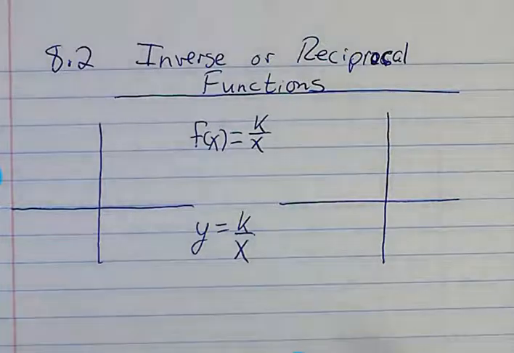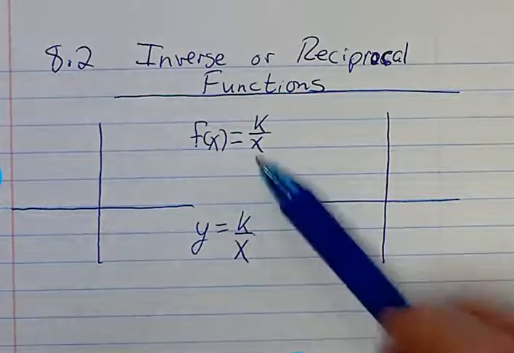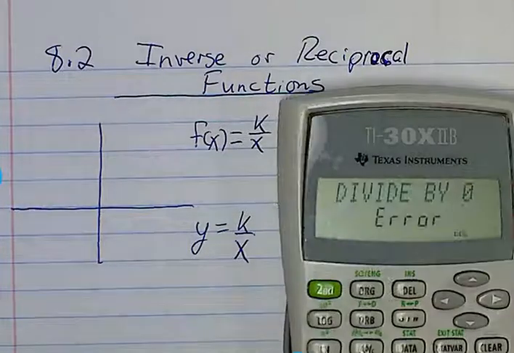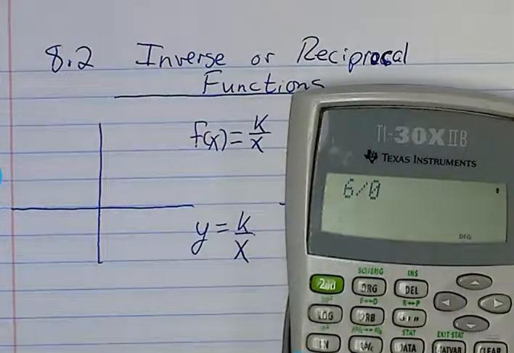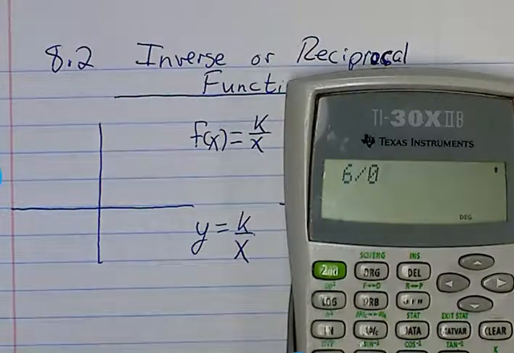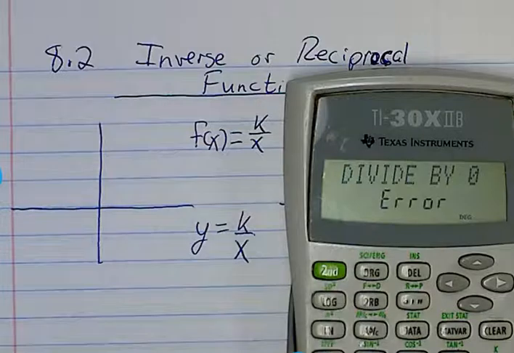The one catch with this one is, they always put one little restriction here. All right, let's have a flashback here. What happens if you take this thing and you divide, let's say the k value is 6. What happens if you take 6 and divide it by 0? You get the error message, right?